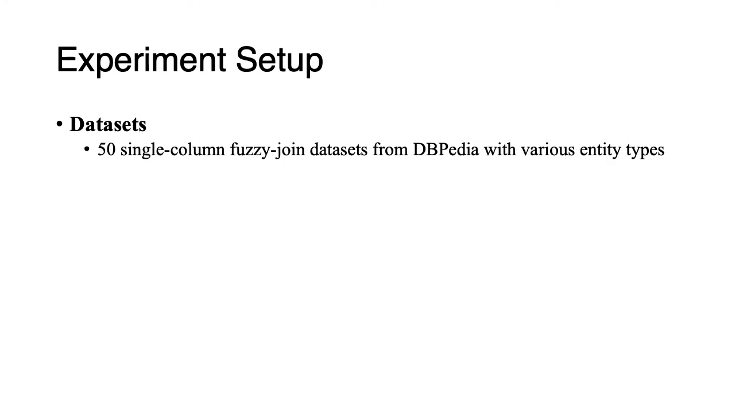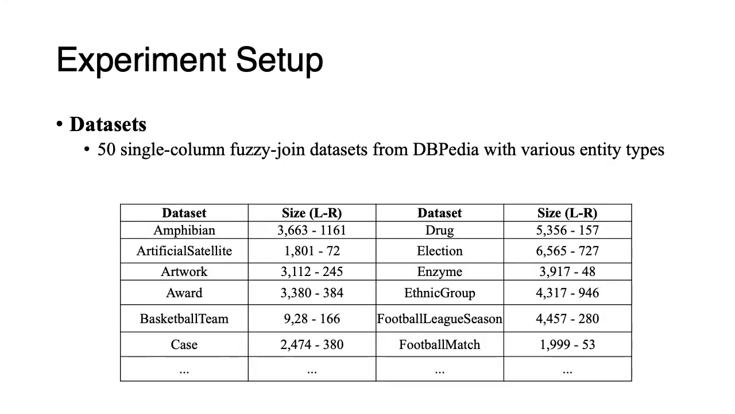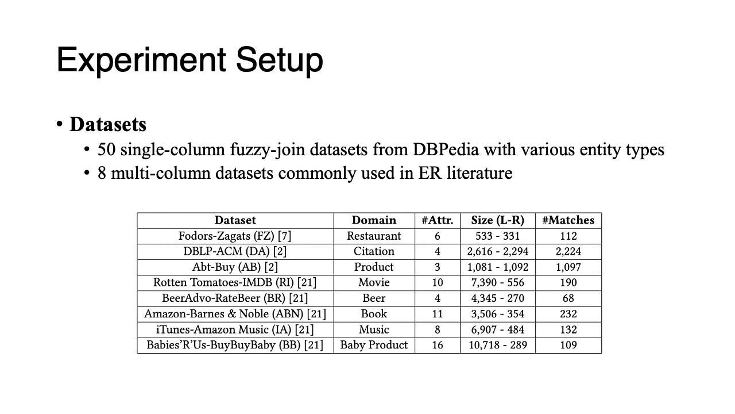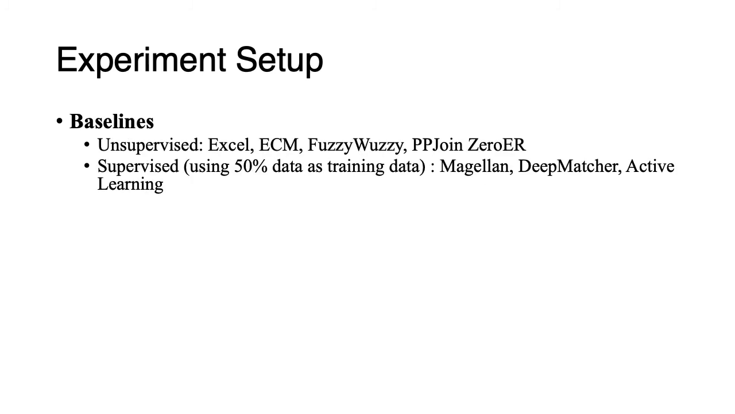We evaluate our approach on a variety of datasets. First, we constructed a new benchmark with 50 single-column FuzzyJoin datasets using DBpedia. This dataset involves various entity types, including persons' names, football leagues, political parties, and so on. Second, we also evaluate our method on 8 multi-column datasets that are commonly used in the entity resolution literature. We compare our approach with 5 unsupervised and 3 supervised methods. For supervised methods, we use 50% of the whole data as the training data.